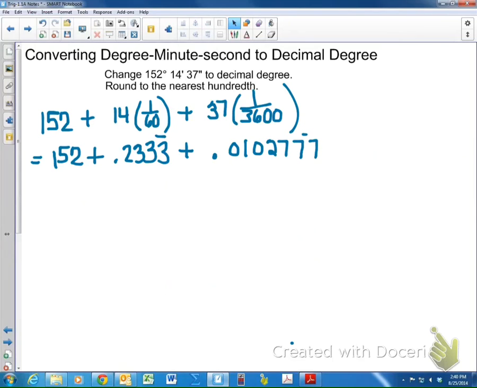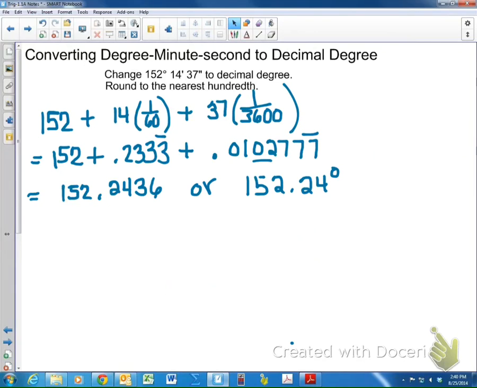So we take 152 plus 14 times 1/60th, which is 0.2333, repeating. 37 divided by 3600 is 0.0102777, repeating. That gives you 152.2436. If you round it to the nearest hundredth, 152.24.